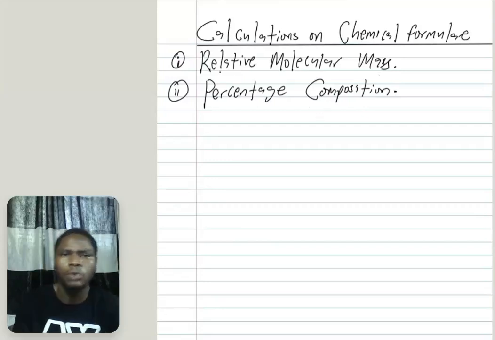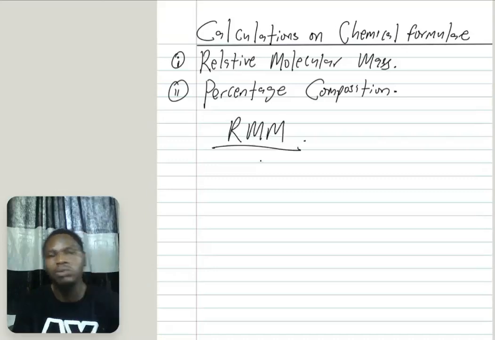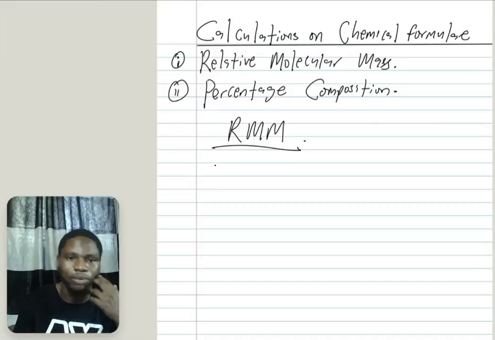So let's look at what we call relative molecular mass. What I explained previously was relative atomic mass. Now, when we are talking about relative molecular mass, RMM, here we are calculating it for compounds. Are we together? For example, now we have a compound like CaCO3.